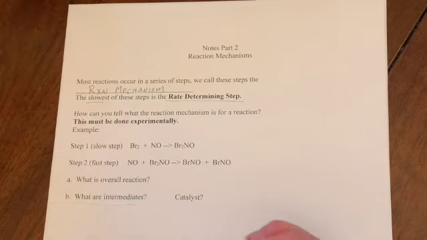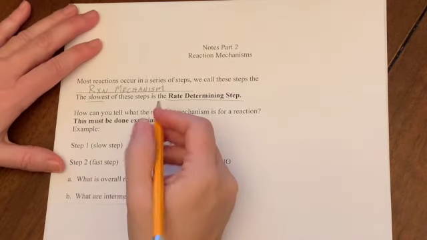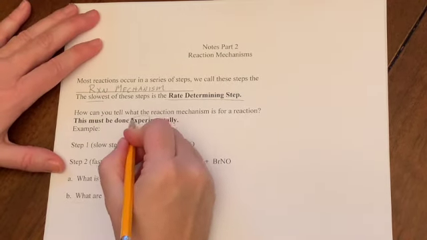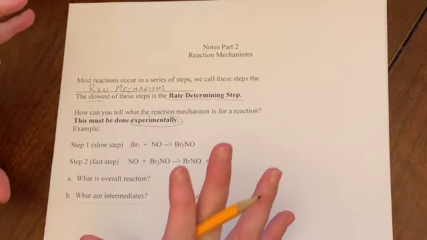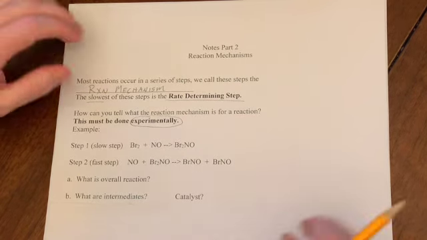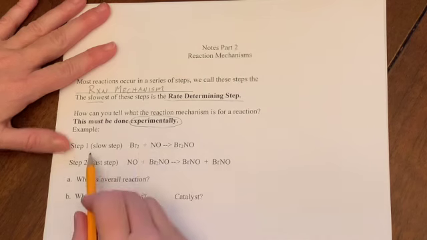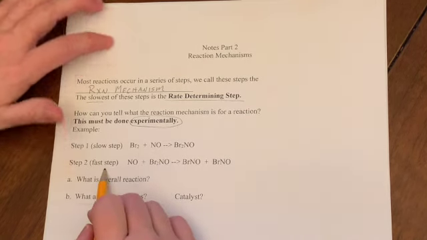Now, how can you tell what that rate determining step is? You can't just by looking at it. You have to figure this out experimentally. So let's first look at a mechanism where we know the slow and the fast steps. Someone's already figured this out for us. So here are the two steps to my reaction.